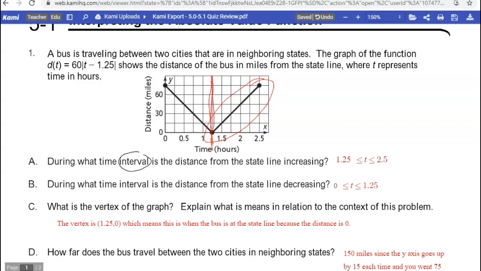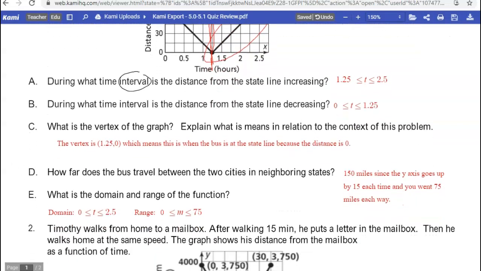It's 1.25 comma 0, which means this is when the bus is at the state line and the distance is 0. 1.25, there is the hours.